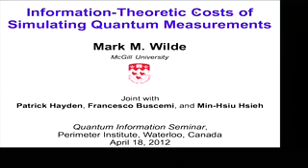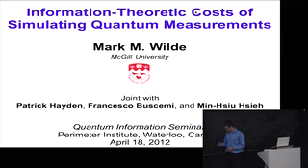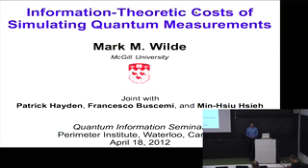So today I'm going to talk about quantum measurements and how we can try to understand them in an operational way, in terms of protocols. It's a different way of decomposing measurements. This is something that Andreas Winter thought about 10 years ago, and we've extended some of his thoughts in non-trivial ways, so I'll talk about that as well today. This is joint work with Patrick Hayden at McGill and Francesco Buscemi and Min-Hsiu Hsieh.